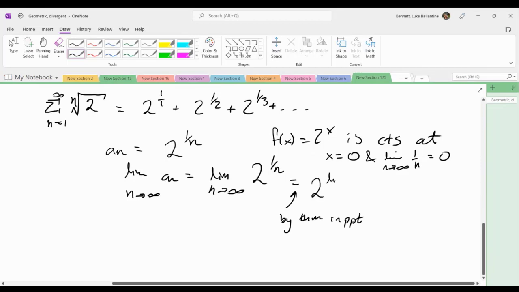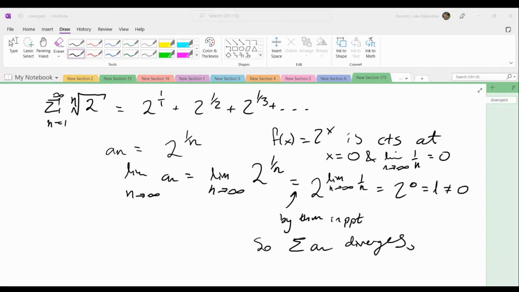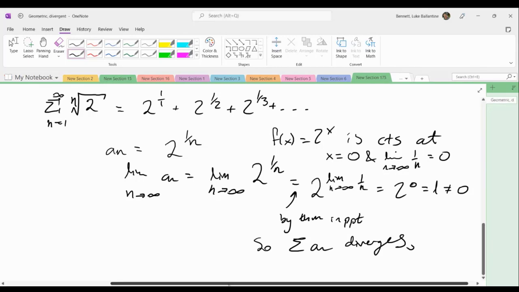So this is 2 to the limit as n goes to infinity of 1 over n. So this is 2 to the 0, which is 1. 1 does not equal 0. So the sum of a_n diverges by the test for divergence. So we just showed the limit of the sequence is non-zero, so that means the series diverges.